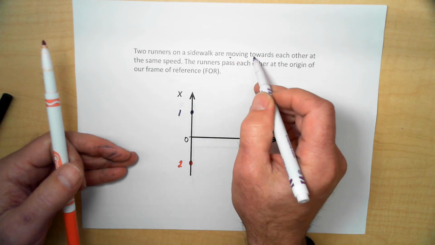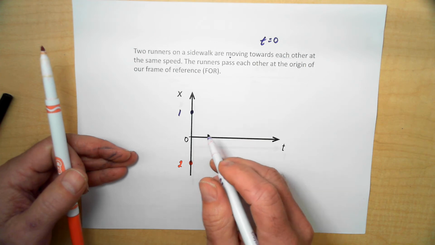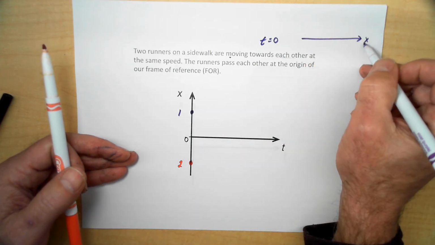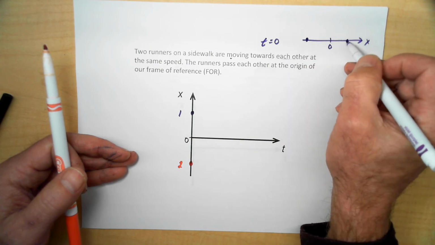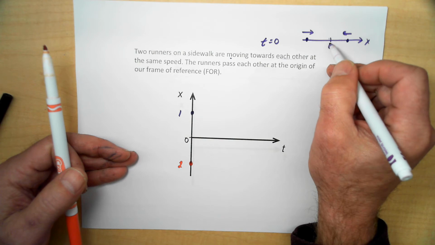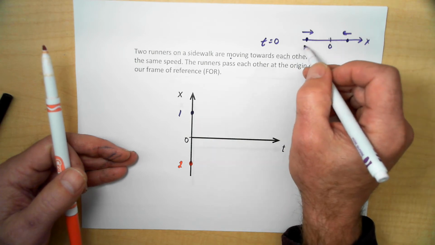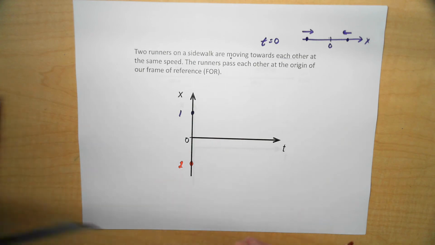They're moving towards each other at the beginning. So at t equals 0, they've got to be some distance apart. So if this is the origin, there's one runner, there's the other runner. They're moving towards each other. They're going to cross at the origin, but not at t equals 0. It's at some later time. So let's just see what happens.